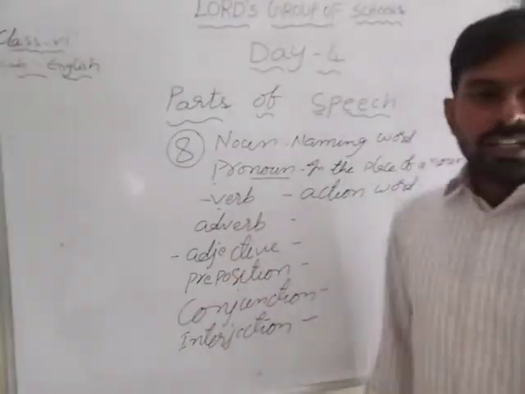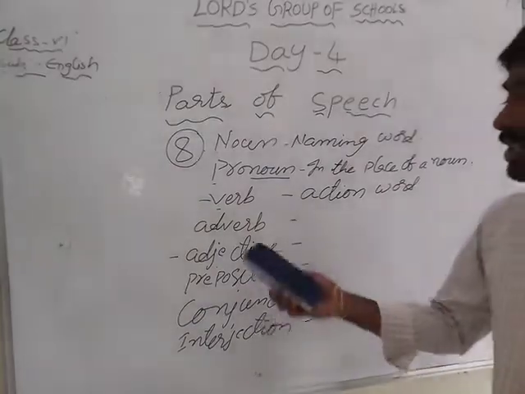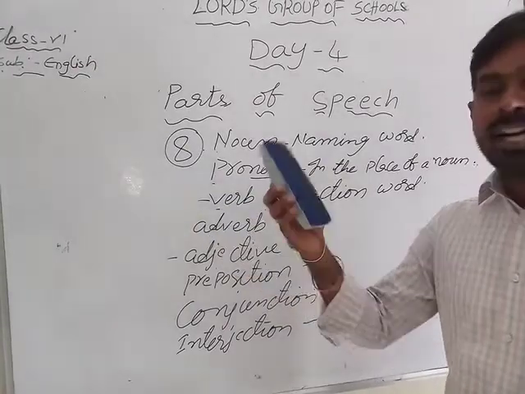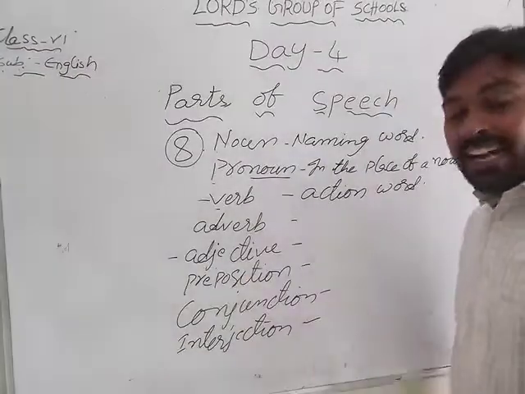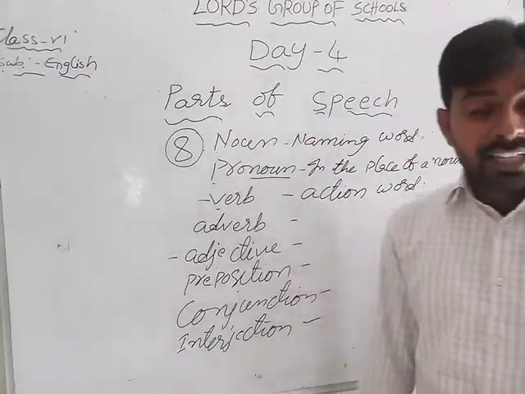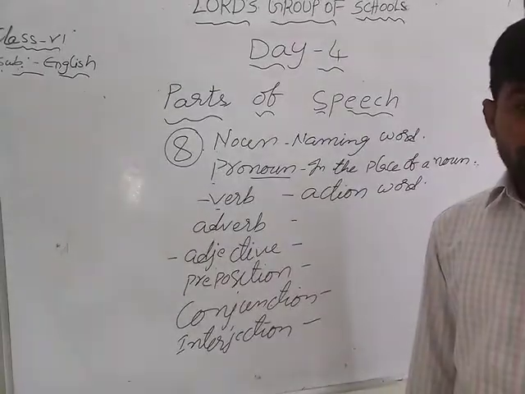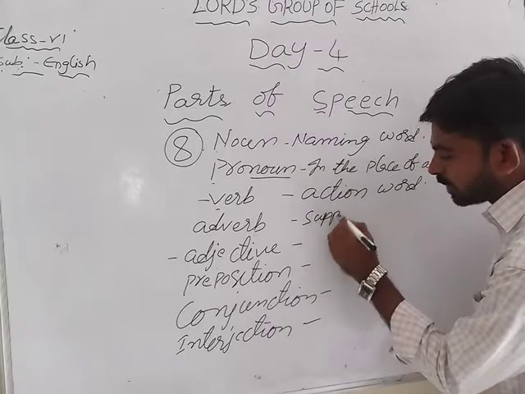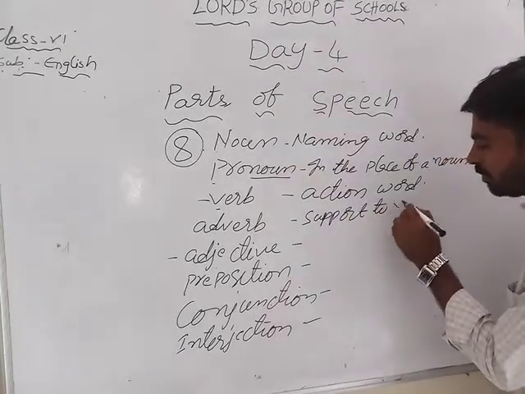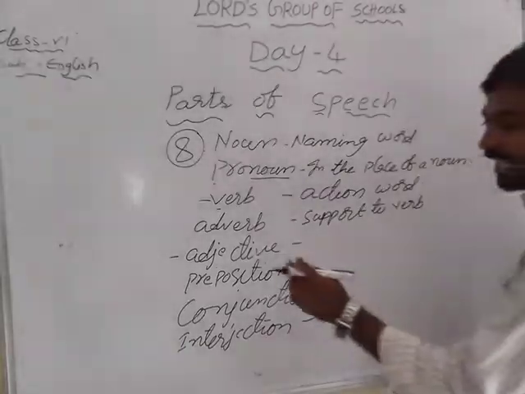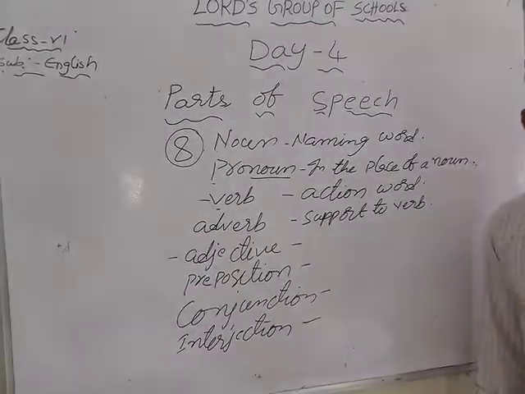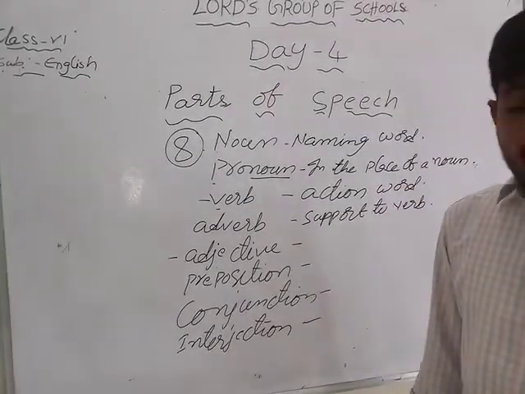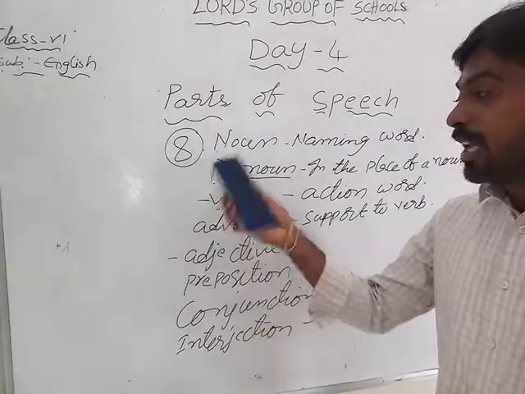Now come to adverb. An adverb is a word used to support a verb. When you take the word writing, which is a verb, then how: clearly, neatly, that comes under adverb. Support to a verb is called an adverb. And adjective: as I said, adjective plays a major role in our English. An adjective is also a word which supports a noun or a pronoun.